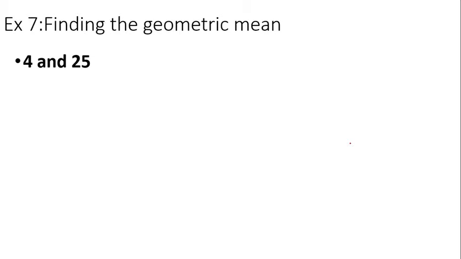Okay, so now we're going to be finding the geometric mean of two numbers. And this is how we set up the geometric mean. So it's still a proportion between these two values. So what we do here is I set up a fraction. So I'll put 4 over x equals x over 25.